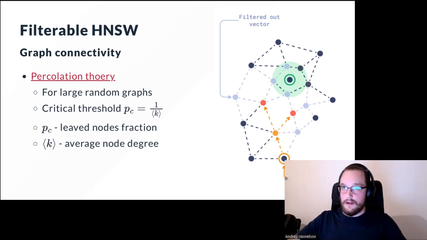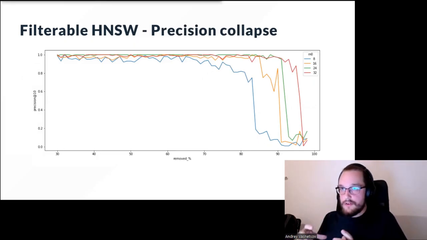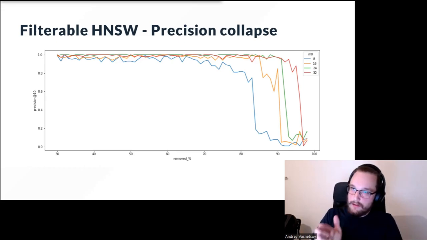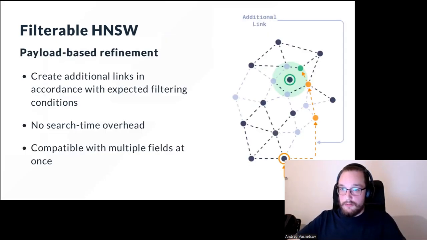Let's see how it looks in practice. This plot shows the precision of the search in relation to the fraction of vectors being filtered out. You can see that after a certain point, the accuracy drops almost to zero. There are several experiments which demonstrate that this effect actually depends on the number of connections per node. Indeed, it's very close to theory. So what can we do about it?